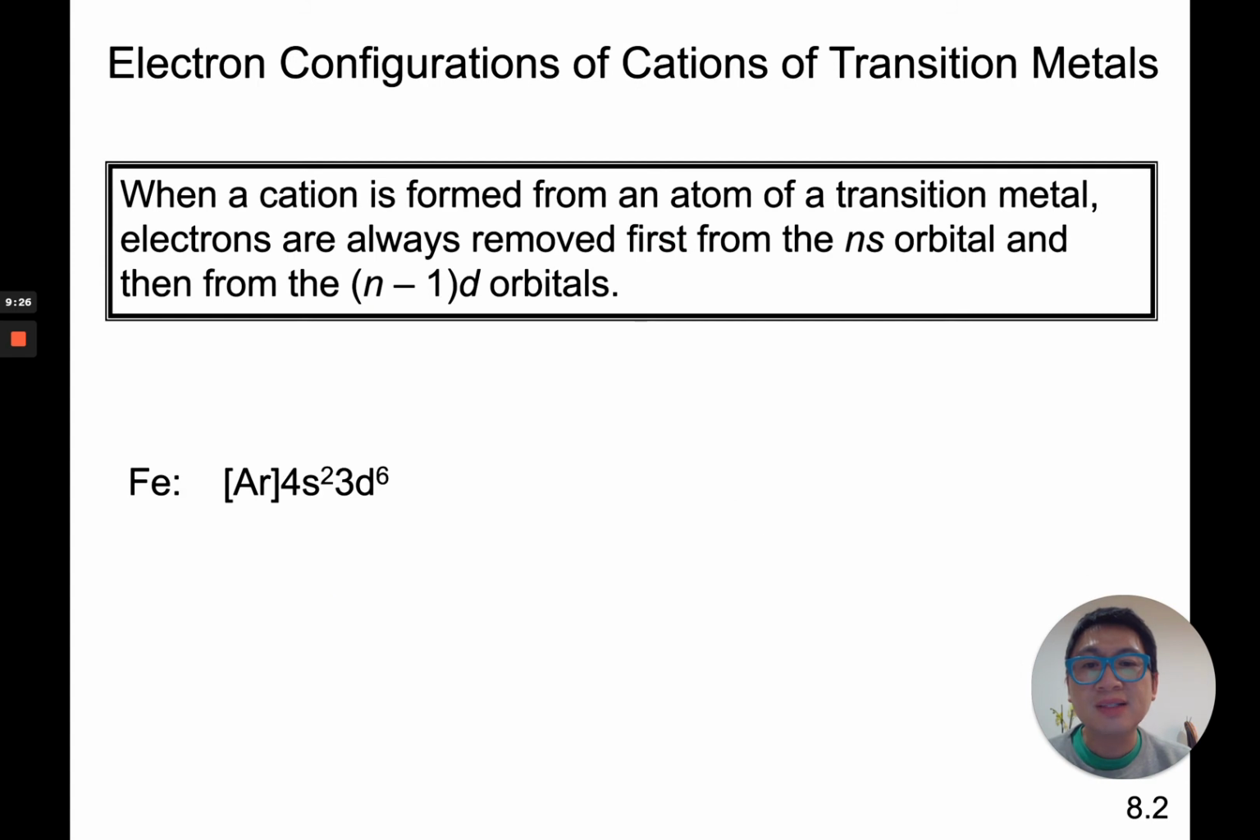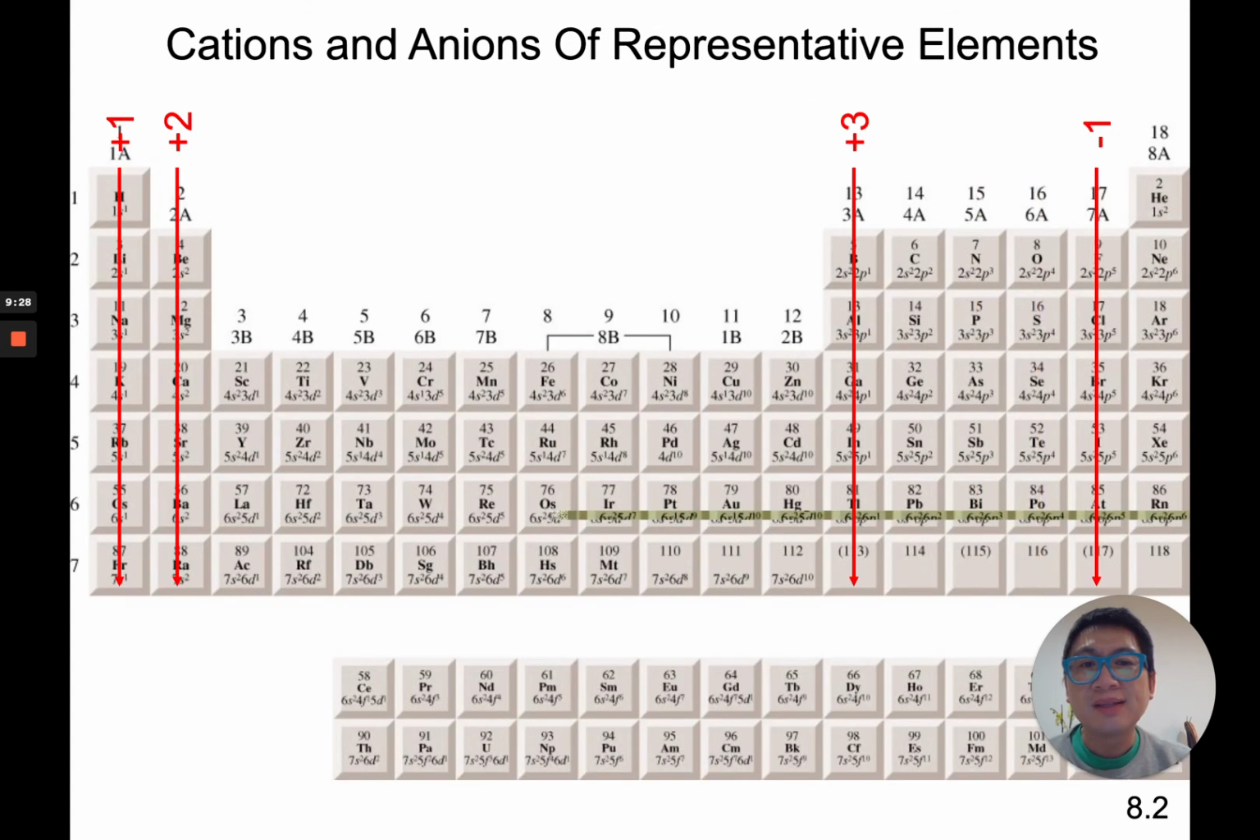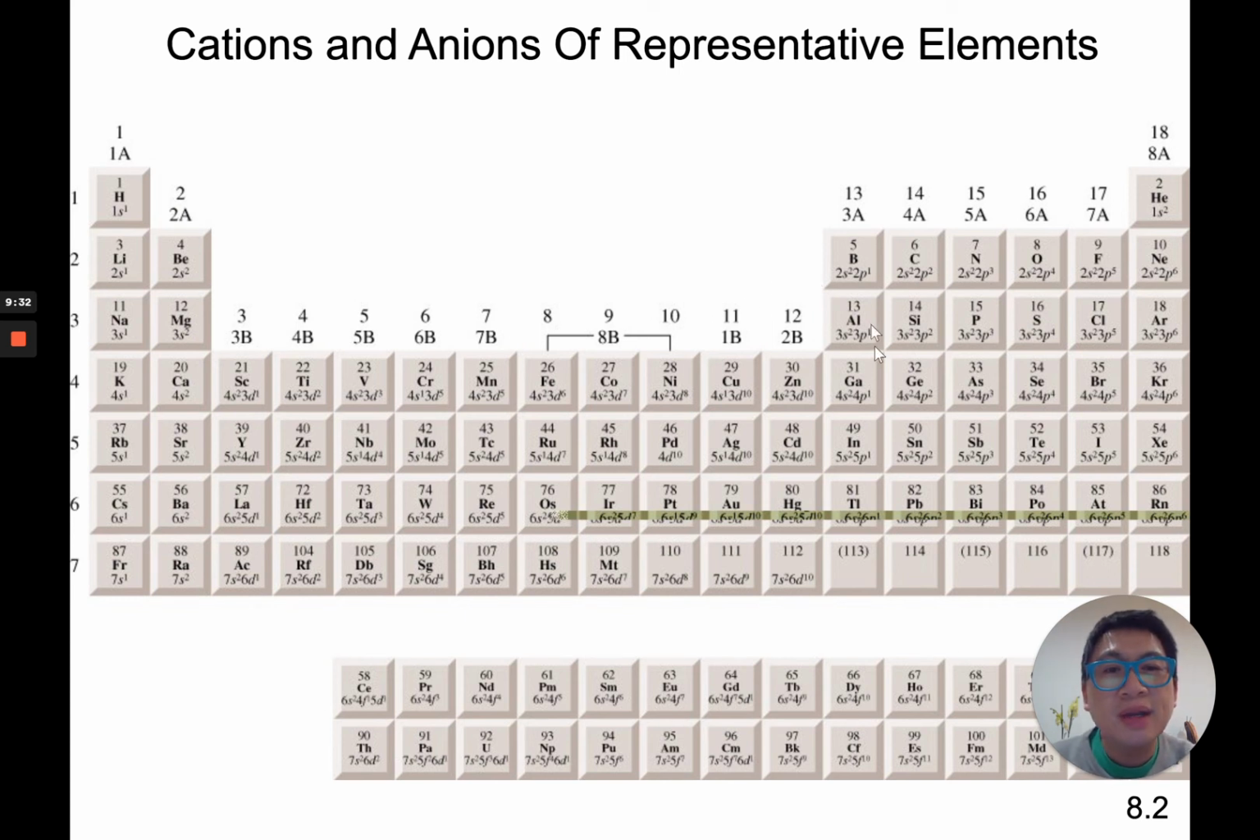Normally you wouldn't be given a periodic table like this. Let me go back to this periodic table. A question could be: between aluminum, boron, carbon, and silicon, which of these four is the largest?